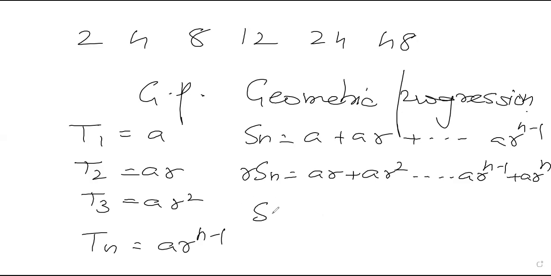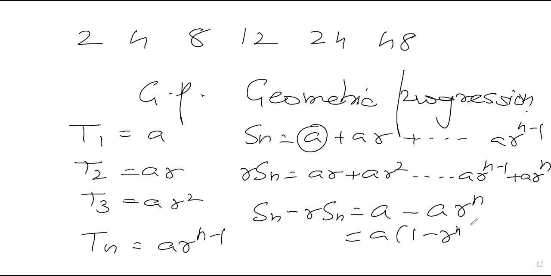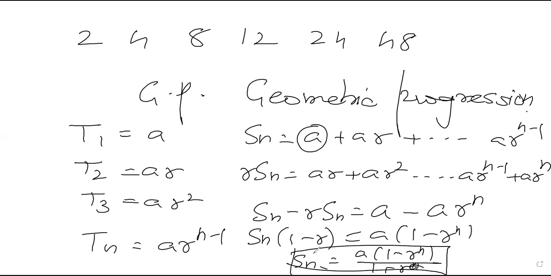So I subtract both, Sn minus R Sn. So what do we get? See, AR gets cancelled. So all that stays is only A minus AR raised to n. A comes common: A into 1 minus R raised to n. Sn into 1 minus R. Sn will be A into 1 minus R raised to n over 1 minus R. That's the formula for Sn in a GP, geometric progression.